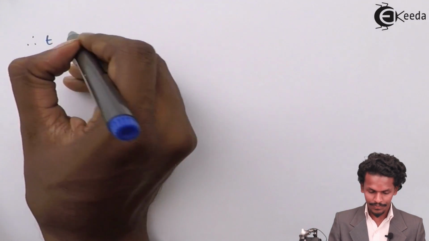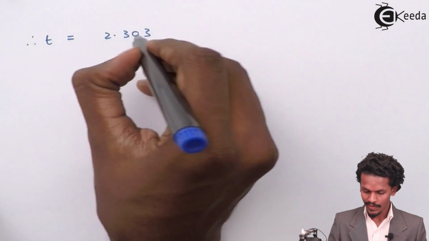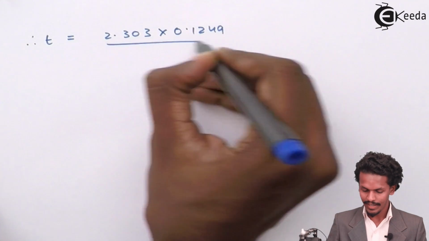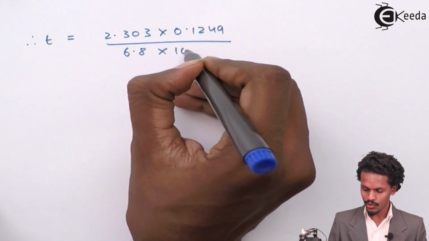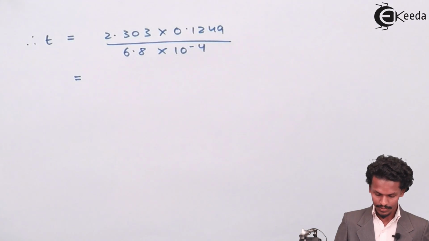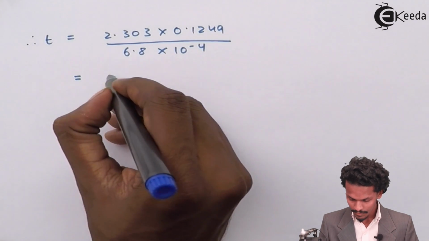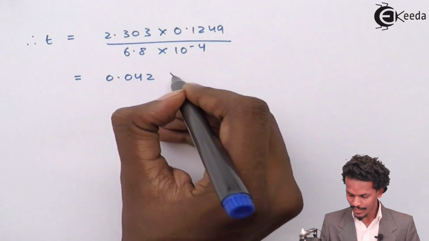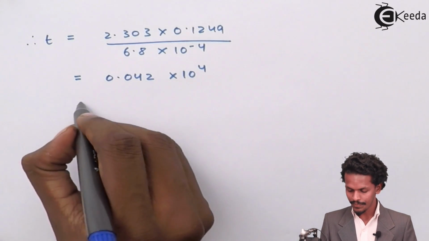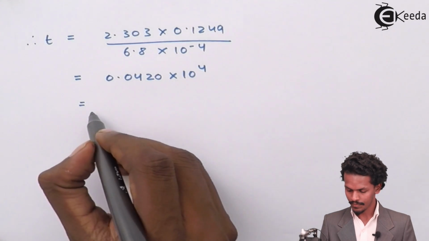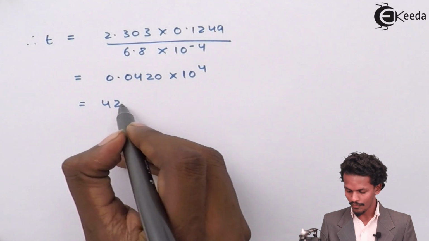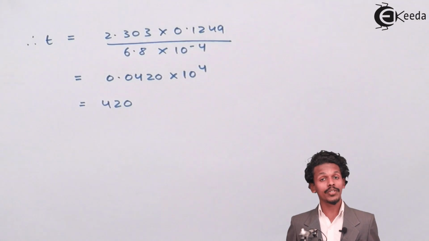therefore the time will be 2.303 into 0.1249 divided by 6.8 into 10 raised to minus 4, which will be 0.042 into 10 raised to 4, which means 420.